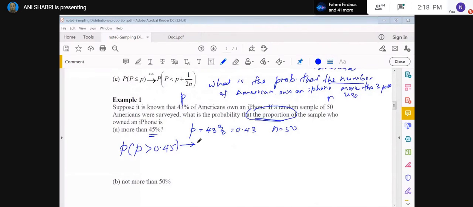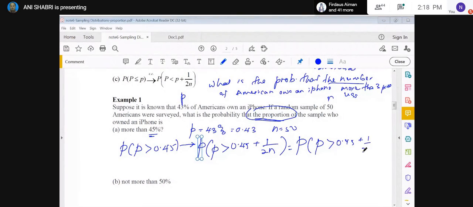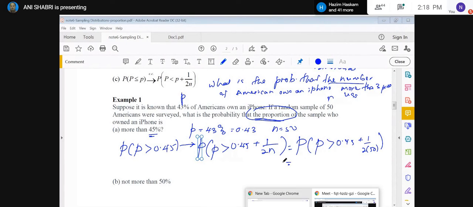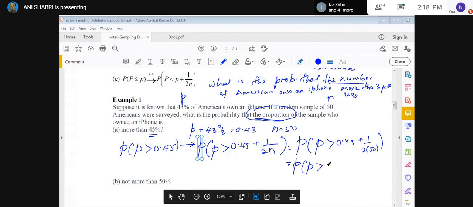The first step, you just write again the same: p hat greater than 0.45 plus 1 over 2n. n is 50. Okay, what do we get for this? p hat greater than 0.46.